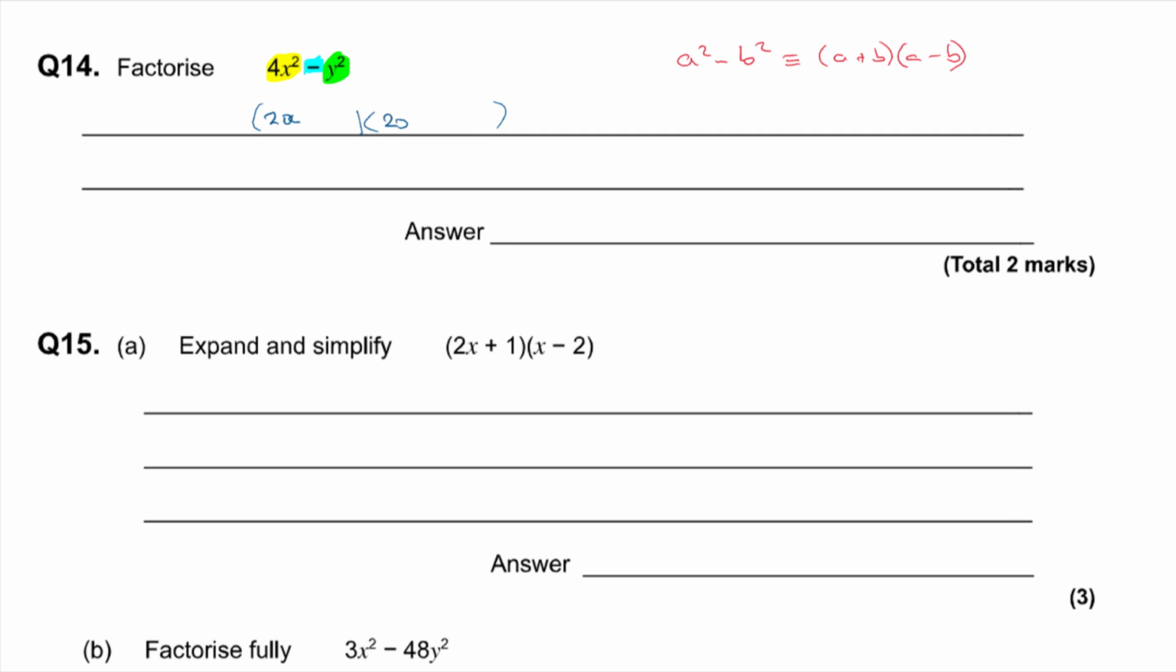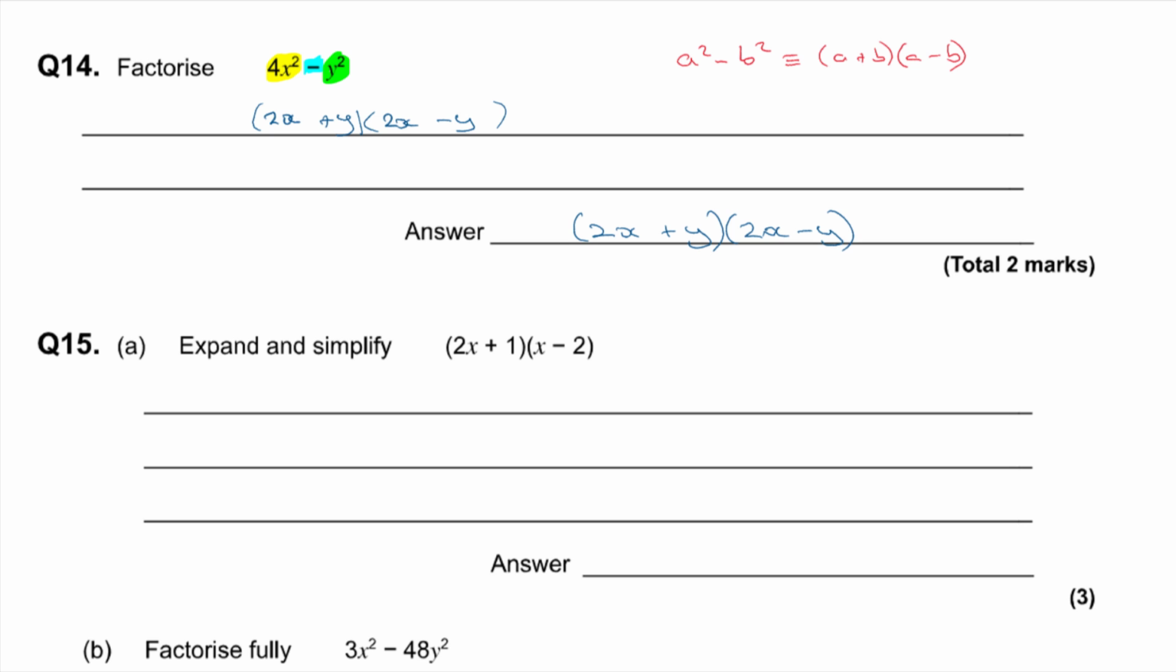So I'm going to get 2x and 2x at the front of my brackets. And at the back of the bracket, then what's the square root of y squared? It's y, so plus y, minus y. Okay, so I'm going to get (2x + y)(2x - y). That's my solution.